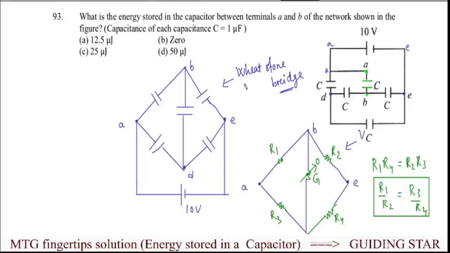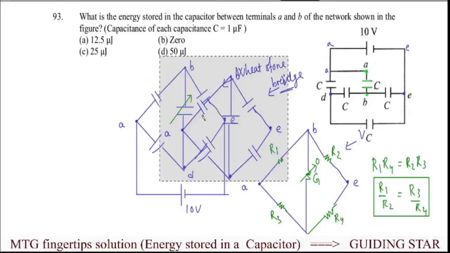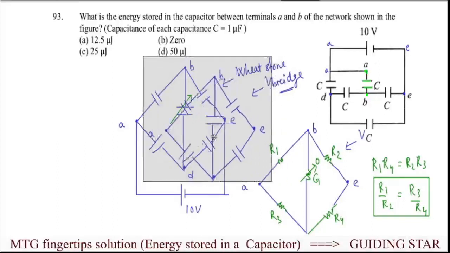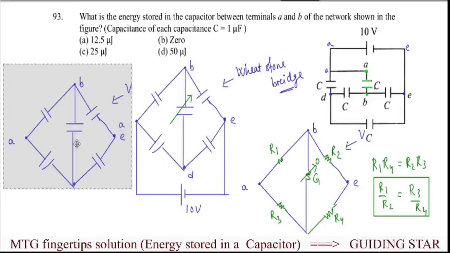So this is the case of Wheatstone bridge. Similarly, this is a Wheatstone bridge of capacitors. This is Wheatstone bridge which is of resistors, and this is of capacitors. That means here also there will be no charging of this particular middle capacitor which is connected between B and D. So finally, there will be no capacitor over here. Clear? That means no capacitor.